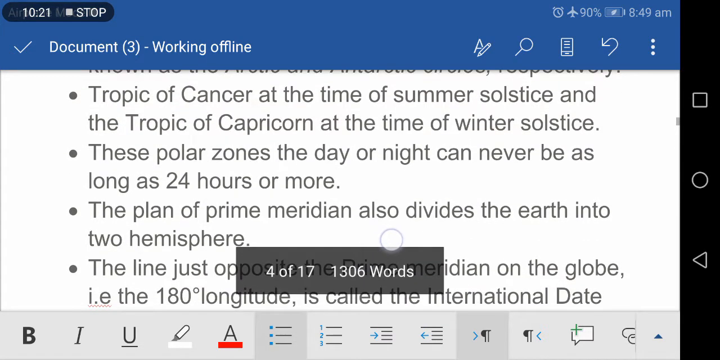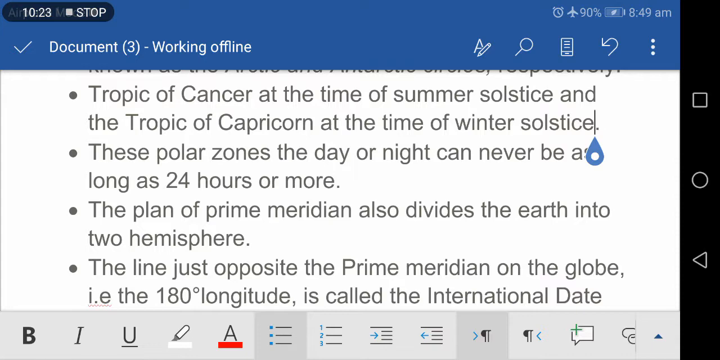And next one, the Arctic and Antarctic circles enclose the polar zones, where one can experience a continuous day or night for 24 hours or more. Outside their polar zones, the day or night can never be as long as 24 hours or more.